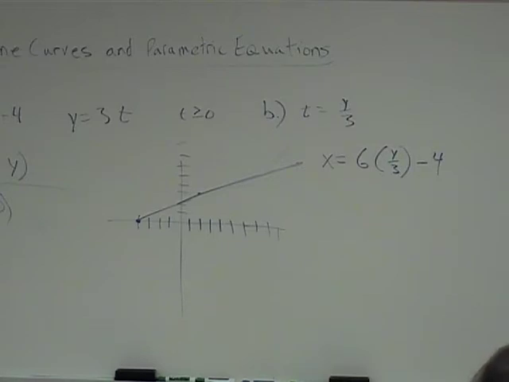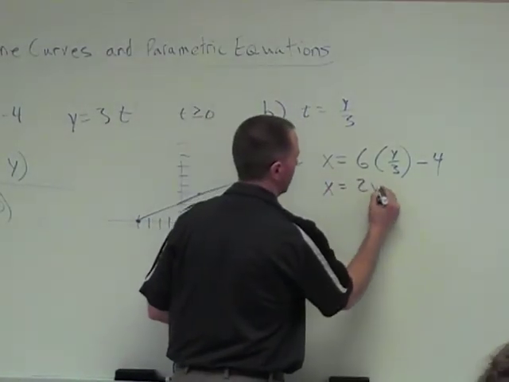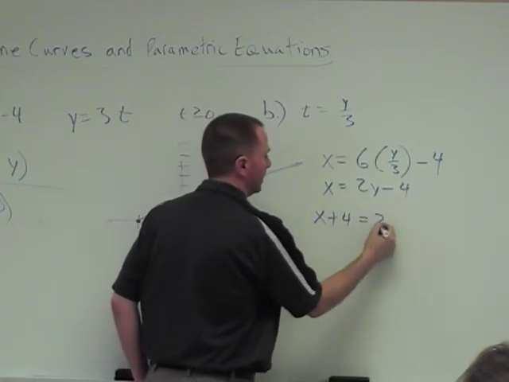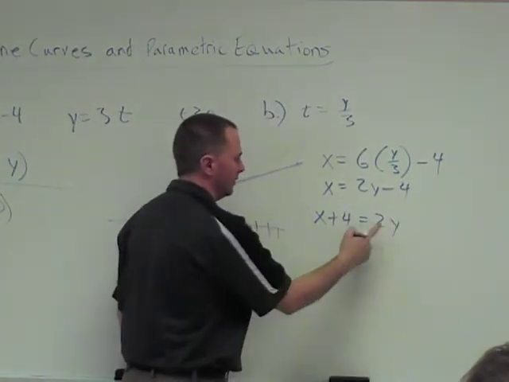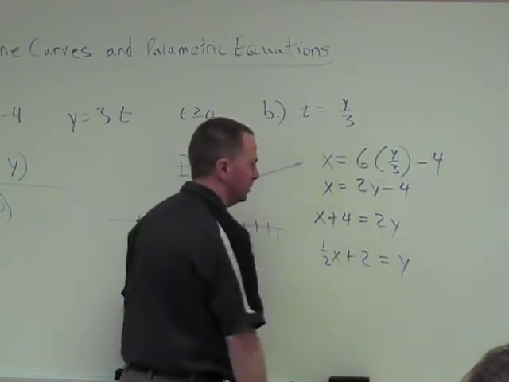Yeah, add 4, you get no. That 4 doesn't have an x with it, so it's x plus 4. Alright, let's take a look. This is how you should have solved it. 6 over 3 is 2, so that's 2y minus 4. Add 4. The 4 doesn't have an x, so you can't put them together. Divide by 2, that's 1/2 x plus 2 equals y.